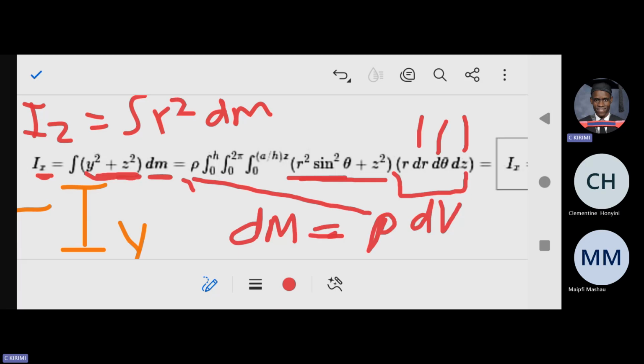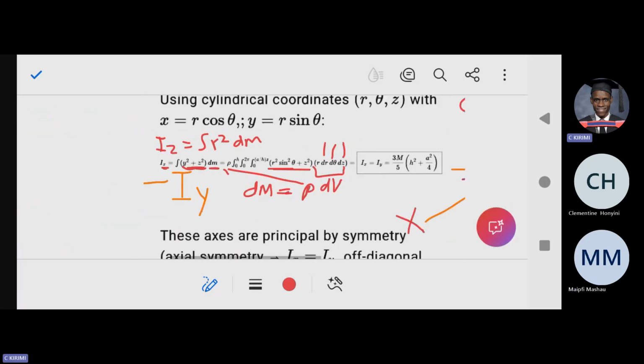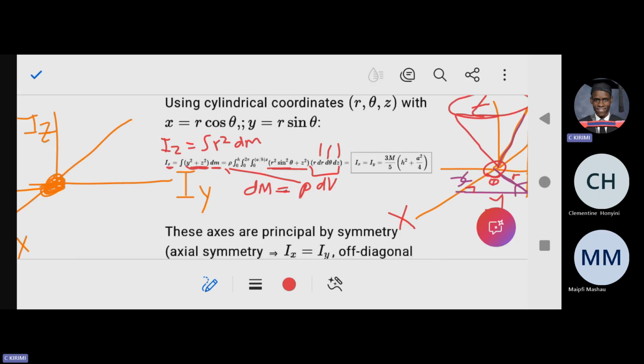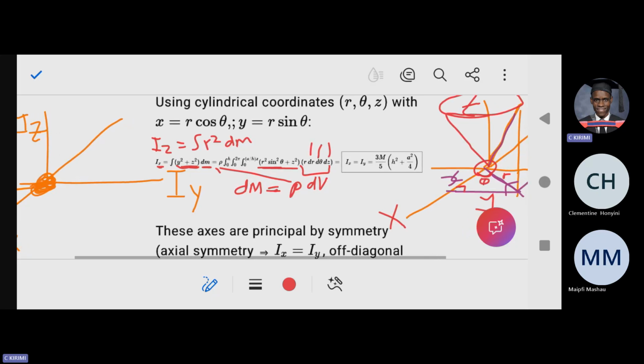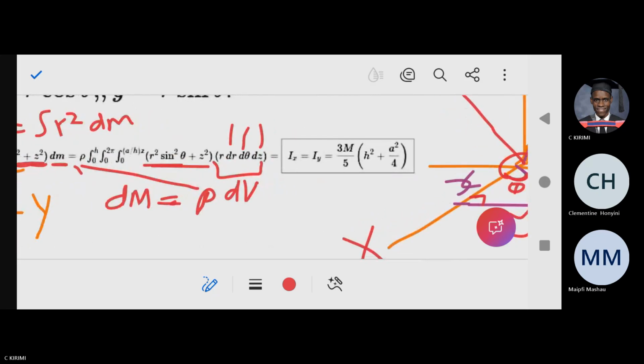The limits have not changed. Everything is from 0 to h in terms of z. Everything is from 0 to 2 pi in terms of theta. Everything is from 0 to a over h multiplied by z in terms of r, the radius. So the only trick will be just to integrate, because maybe you wouldn't want to memorize this. So you must be in a position to integrate properly.